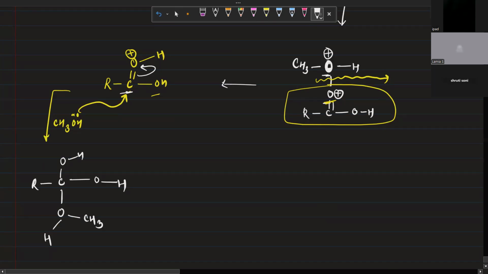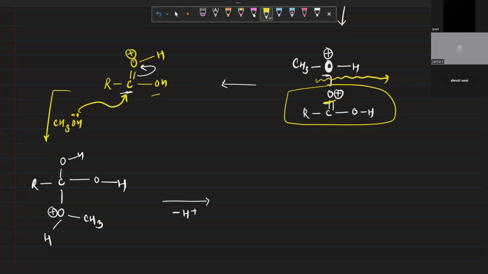Any doubt up to now? Anything? And there is a positive charge on this one. Then in the next step, after that we will proceed with the deprotonation step. In the deprotonation step, this hydrogen will be removed.